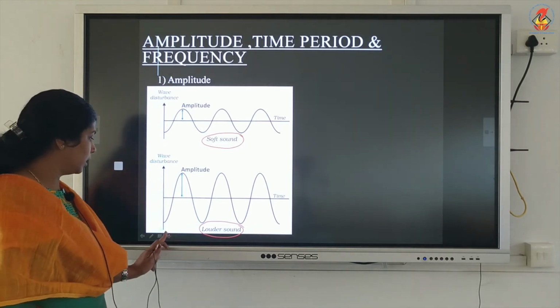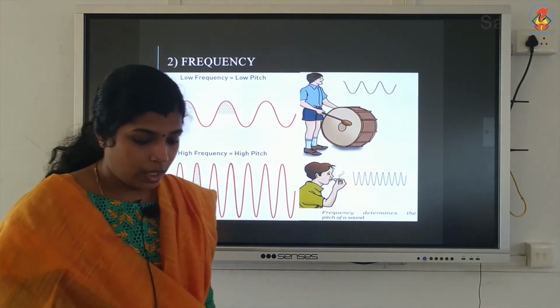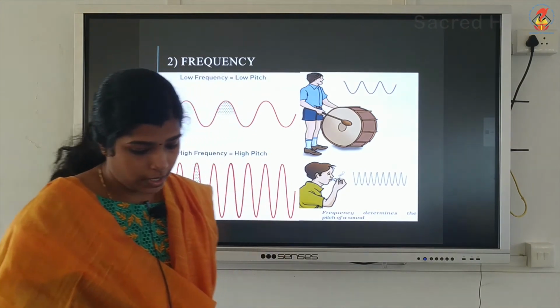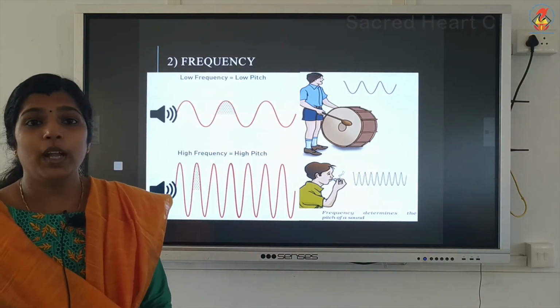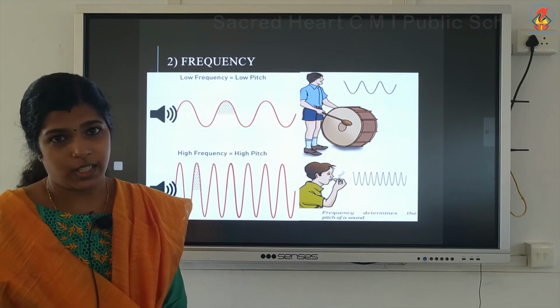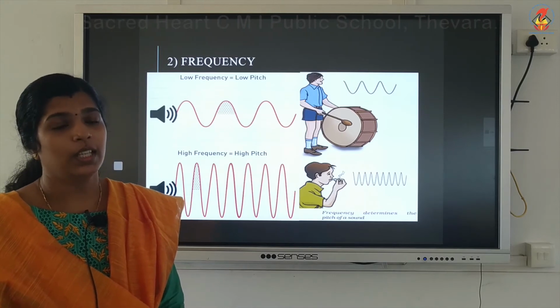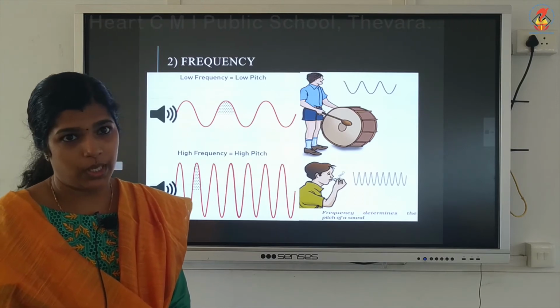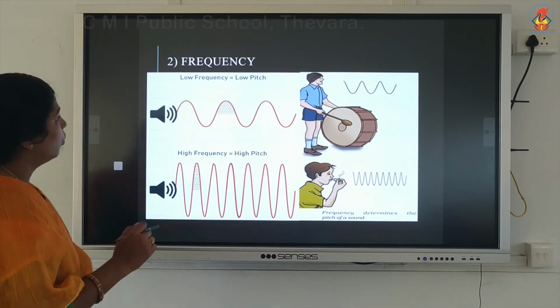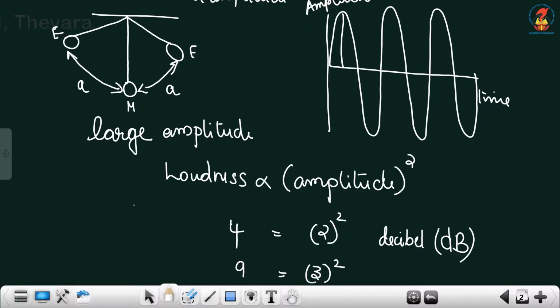The next important term is frequency. Frequency means the number of complete oscillations in 1 second. How many oscillations are completed in 1 second is known as the frequency. One oscillation means one upper portion and one lower portion. That is one cycle.